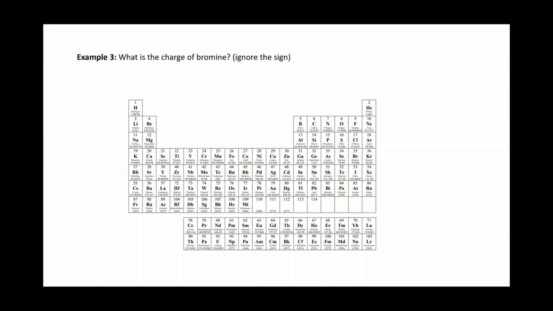Here's another example. What is the charge of bromine? Same as before, we put the charges at the top, we find bromine, and we go all the way up to the top of the column, and you can see the charge of bromine is 1.